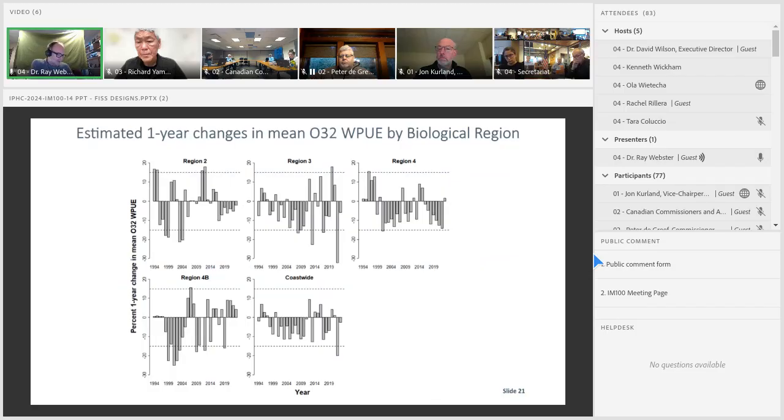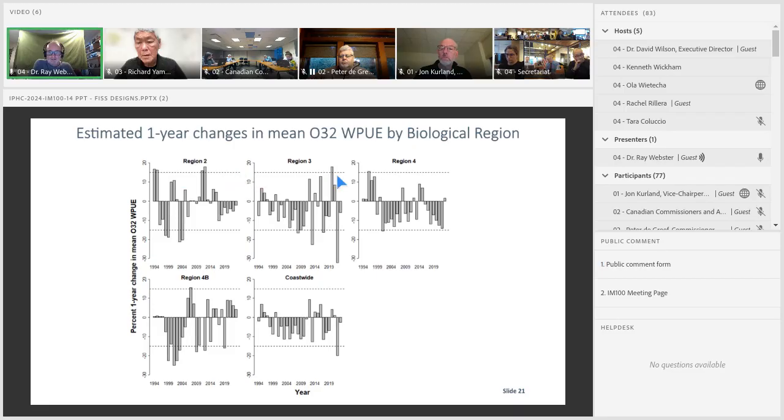So to quantify that, where does that assessment that the risk of bias is quite large come from? Well, these are the estimated 1-year changes in the mean O32 weight per unit effort index by biological region. And so there's a dashed line there. Okay, so the dashed line indicates a change of 15% in the index from the previous year.